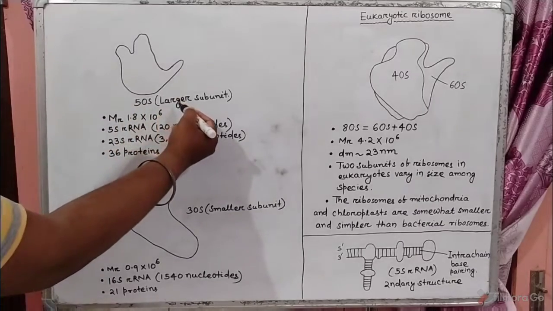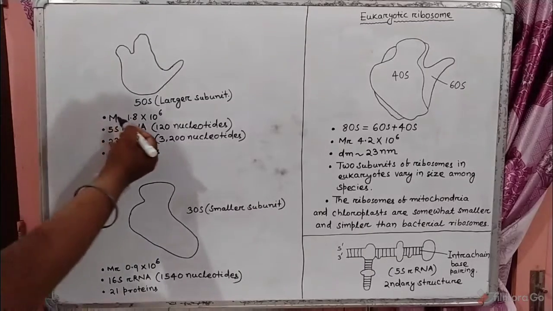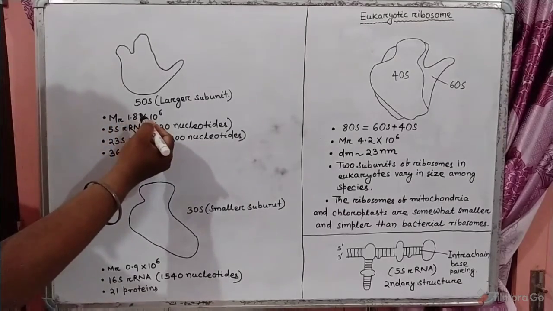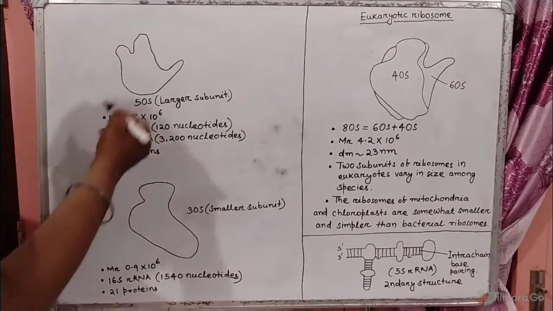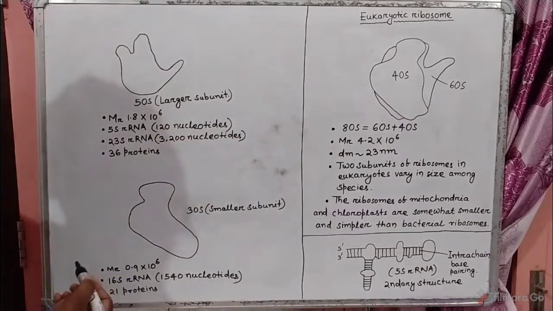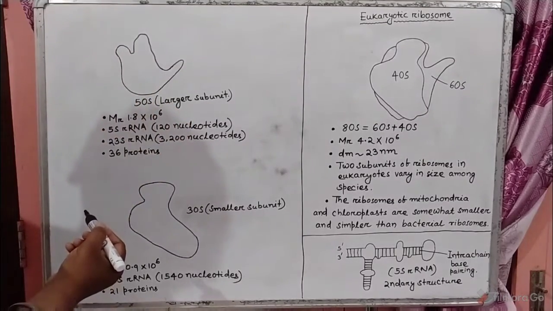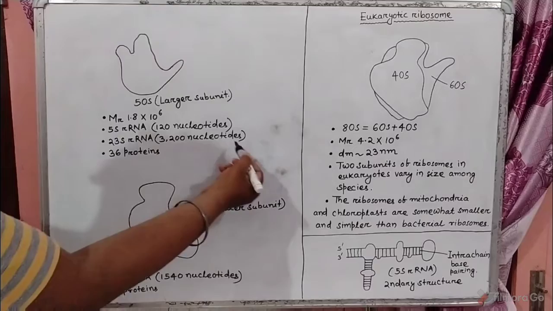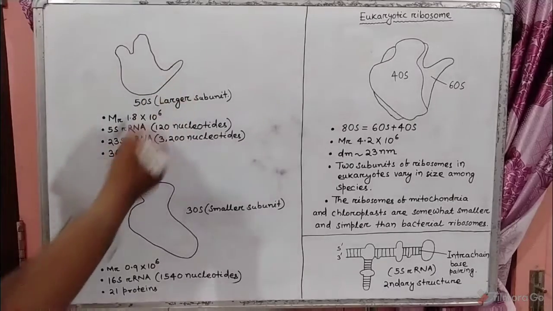This is the structure of the 50S subunit. It is considered the larger subunit of the 70S ribosome. The relative molecular mass of the 50S subunit is 1.8 × 10^6. The 5S rRNA present in the 50S subunit has 120 nucleotides. The 23S rRNA present in the 50S subunit of the 70S ribosome has 3,200 nucleotides. There are 36 proteins present in the 50S subunit.